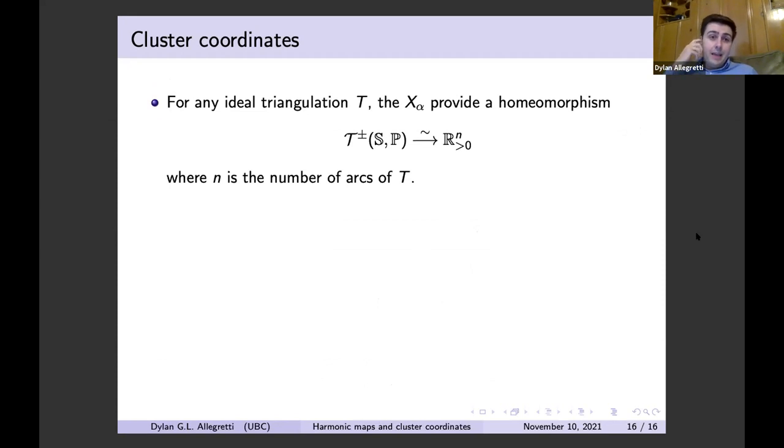And in fact, for any ideal triangulation, these numbers X alpha provide a homeomorphism from enhanced Teichmüller space to the product of n copies of the positive real numbers, where n is the number of arcs in the triangulation. So in other words, these numbers are providing coordinates on the enhanced Teichmüller space. And these coordinates, moreover, have some interesting cluster theoretic properties.